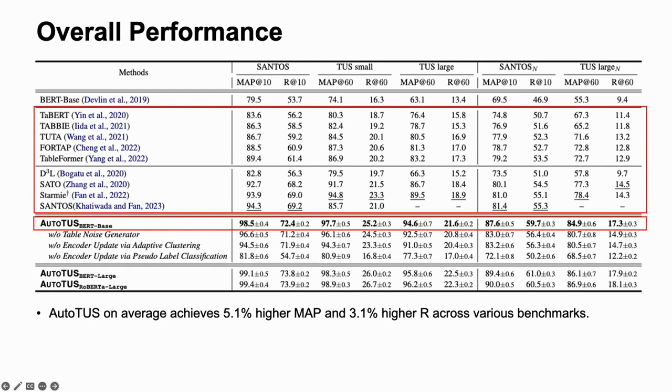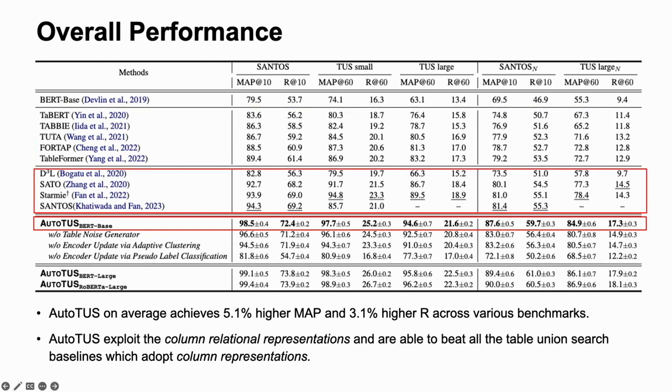This table shows the average results on 5 table union search benchmarks. The proposed AutoTUS consistently outperforms all baselines in mean average precision and recall. AutoTUS on average achieves 5.1% higher MAP and 3.1% higher recall across various benchmarks. The table union search baselines can achieve better results than the table pre-trained baselines by optimizing the column representations specific to the table union search task. AutoTUS exploits the column relational representation and is able to beat all the table union search baselines.